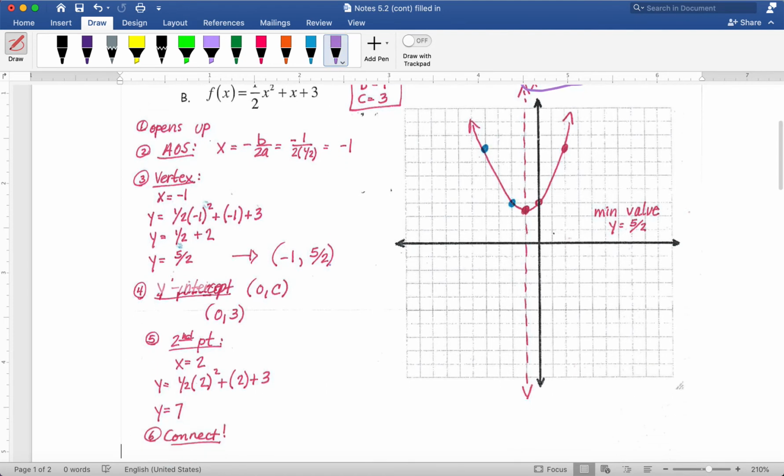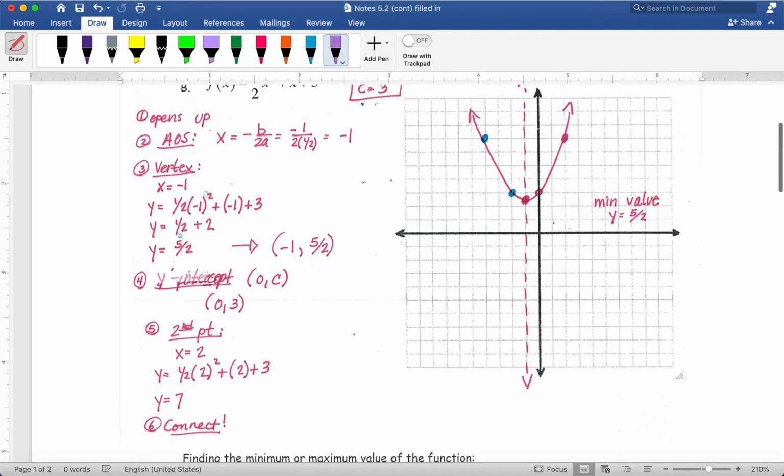So I could graph my vertex, right? X is negative 1. 5/2 is 2.5, so I'm going to put a dot there. And then my y-intercept is 0, comma 3. And now I can use the axis of symmetry to help me find this. That's why that point's in blue.